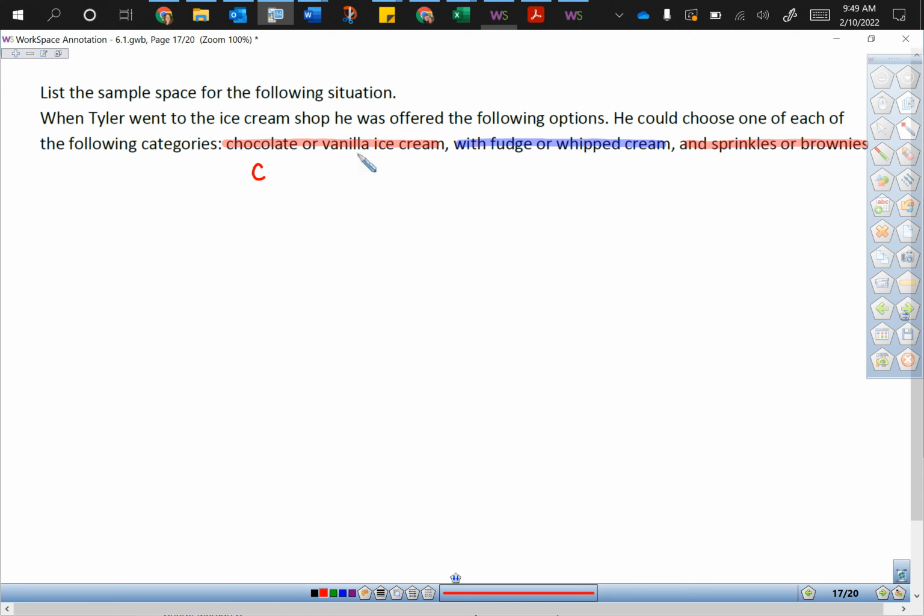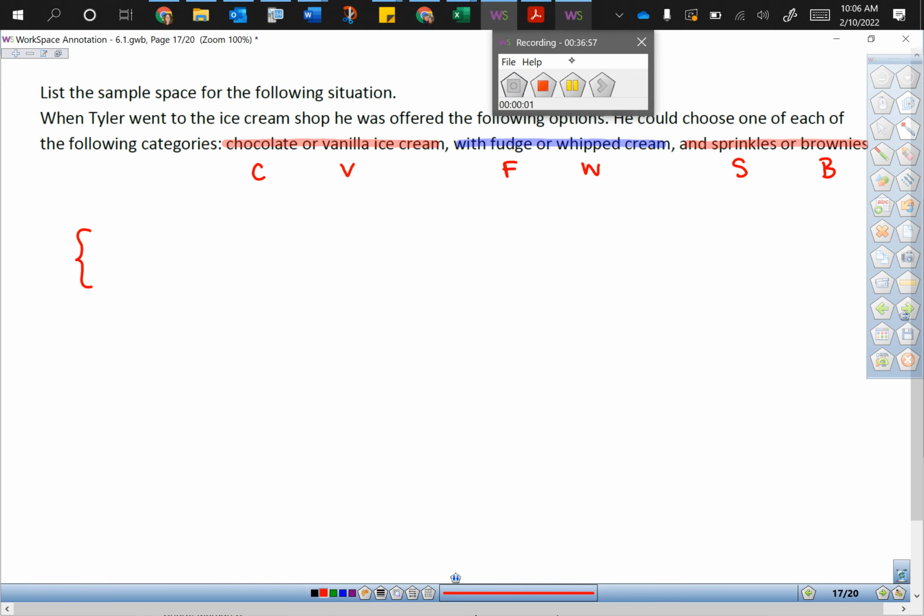C. What about vanilla? What about fudge? What about whipped cream? What about sprinkles? And what about brownies? Okay, so I want to come up with the sample space of all of these possibilities. So I'm going to start with my set bracket here. And you can do this however you want. You can work through it in your brain, or you can make a tree. I don't care. Figure it out with your table partner. Those of you in video land, pause the video and come up with a set sample space on your own.